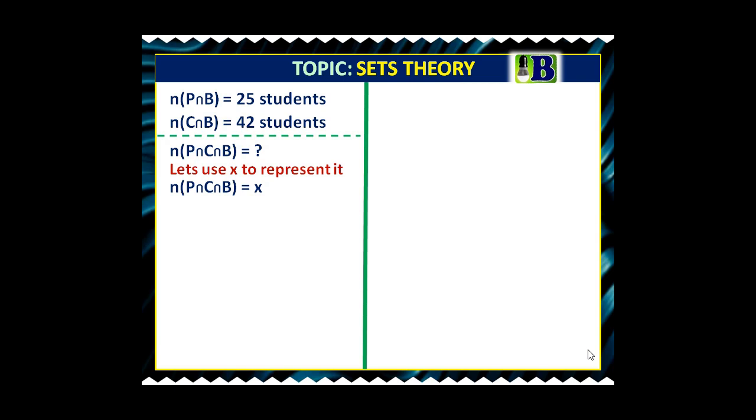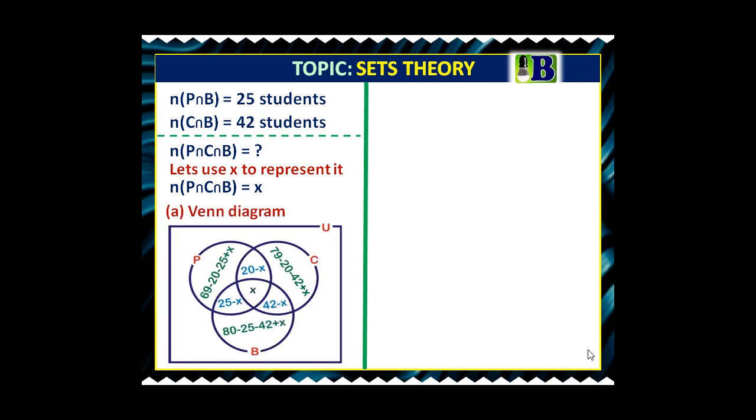The first aspect of the question is asking us to use a Venn diagram to illustrate the information, which is like this. If you look at the screen, please pay attention to it. This is the Venn diagram. So the set of physics is equal to 69 minus 20 minus 25 plus X. That is to say, the number of students that offer physics only. You also do the same thing for chemistry and biology. The X at the middle is representing the intersection of the three sets.